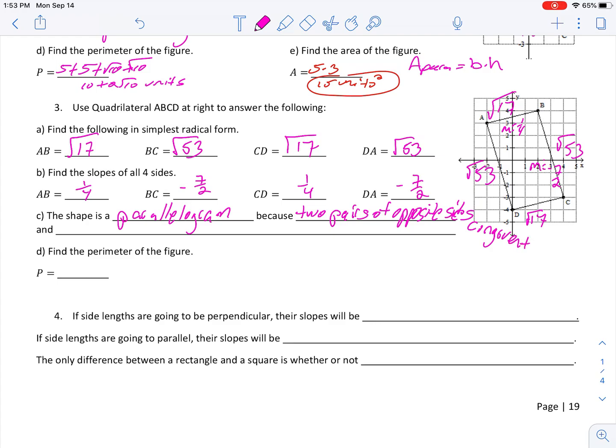That takes care of talking about my side lengths, but that alone is not enough to tell me it's just a parallelogram. How could I know it's not a rectangle? Adjacent sides are not perpendicular because these slopes, I should say the adjacent slopes, are not opposite reciprocals. If I could write today.